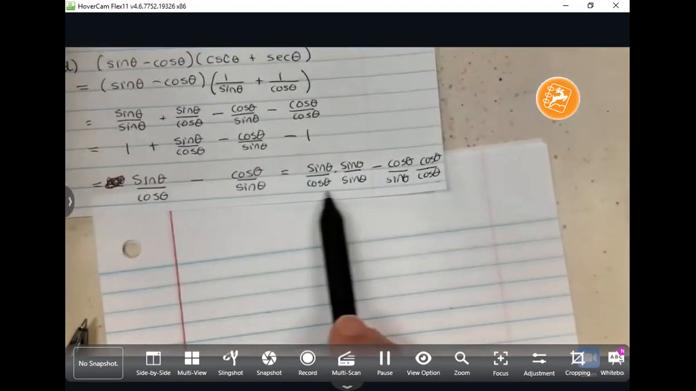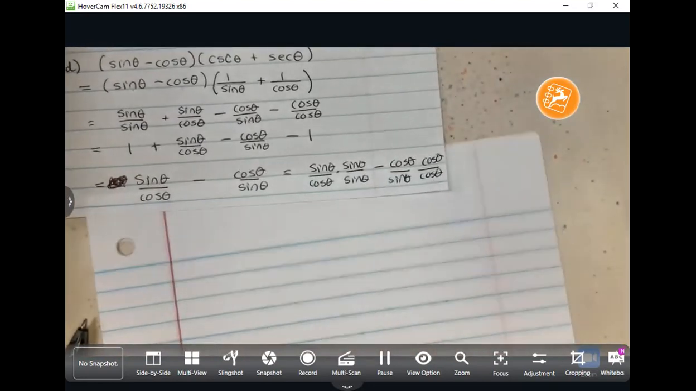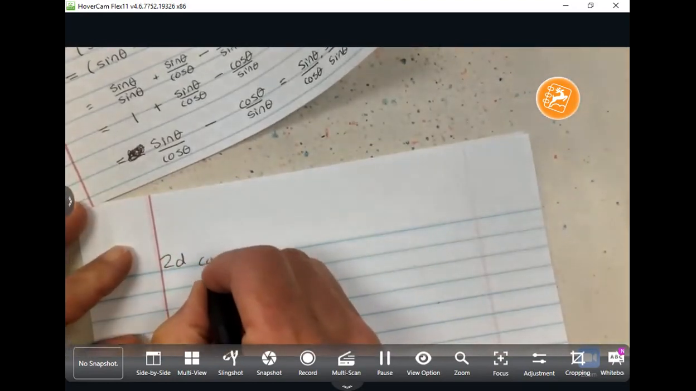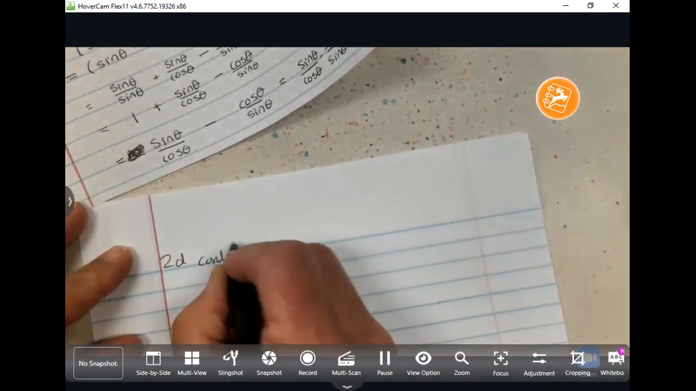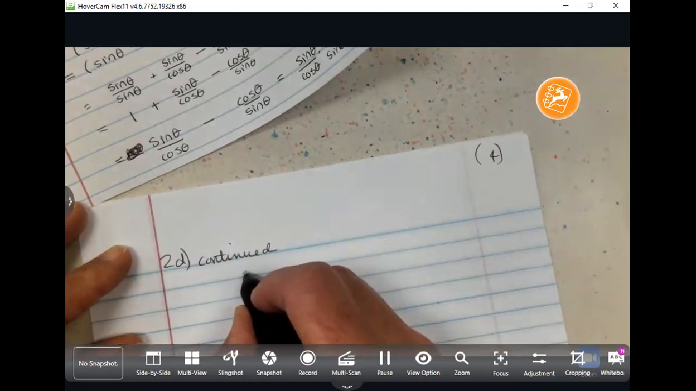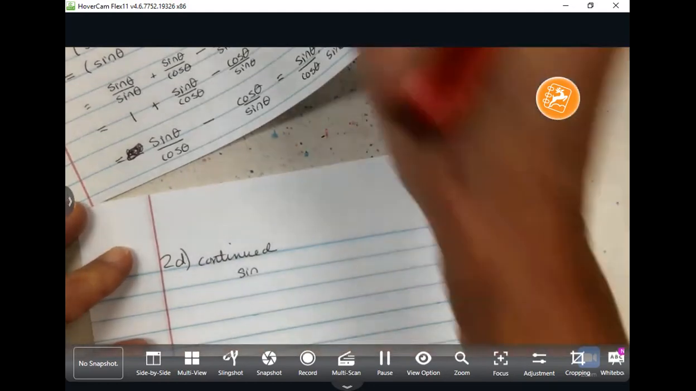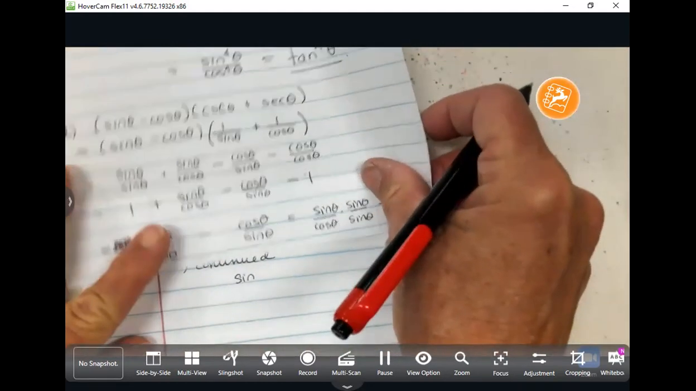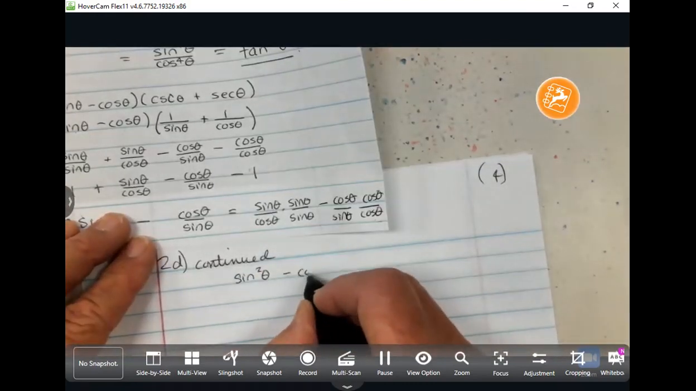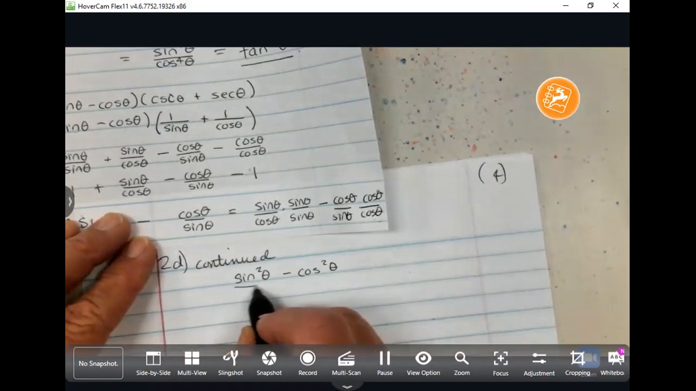Next page, I'm going to quit being blurry. I'm going to write this as 1 fraction over sine times cosine. So I'm going to have the sine. Sine times sine gives me sine squared. Cosine times cosine gives me cosine squared.